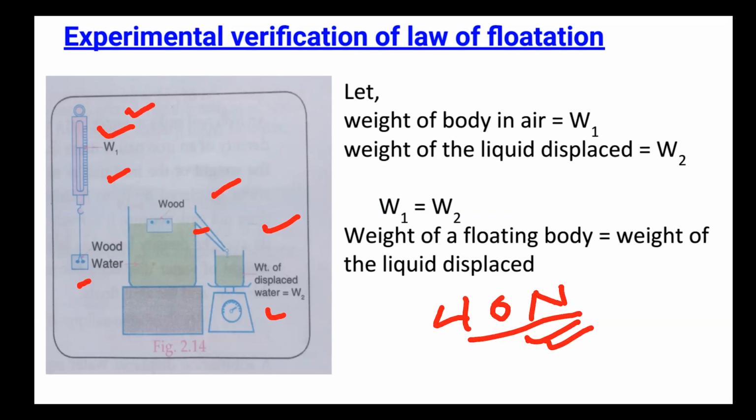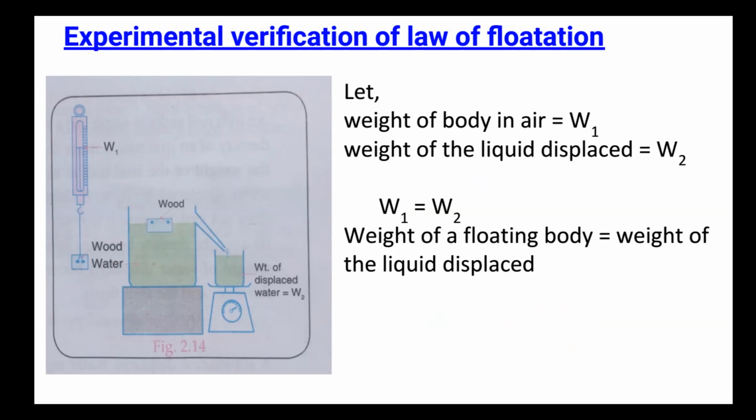So whenever the body is floating, यो फ्लोटिङ हुने केसमा चाहिँ यो हुन्छ नै। मानौ यो वुडको 40 न्यूटन वेट रियल वेट एयरमा थियो भने, अब डिस्प्लेस वाटर जुन छ त्यसको वेट पनि कति हुन्छ, 40 न्यूटन। Means W1 is always equal to W2, and it happens so in the conditions of flotation. Flotation हुँदाखेरि हुन्छ। Okay, this way we can verify the law of flotations.